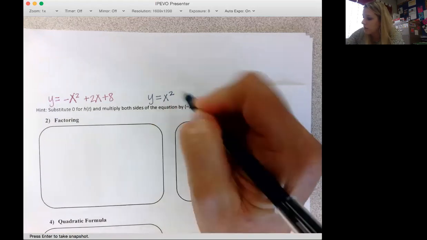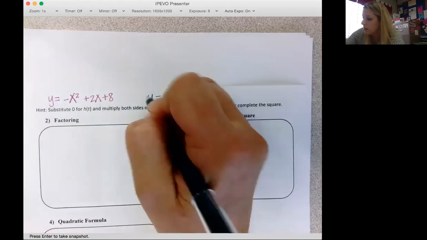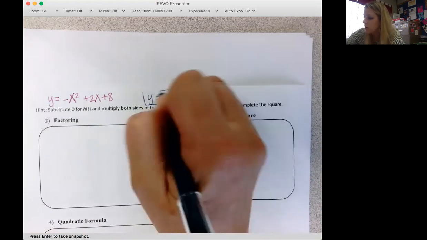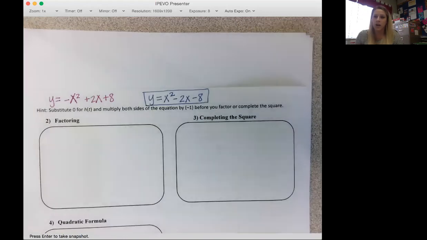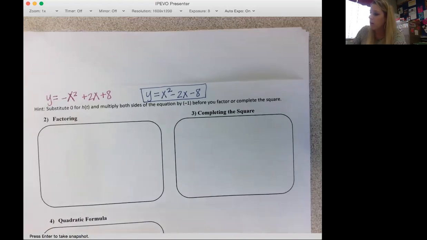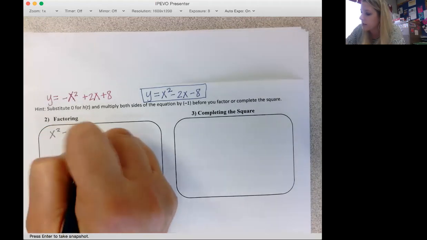So positive x squared, -2x, and a -8. This is what I'm going to use for all three of these, okay? So once you've factored out that negative, then you can use it for any one. You could do quadratic formula with this original, or you can change it. It's up to you. All right, so factoring, x squared minus 2x minus 8.